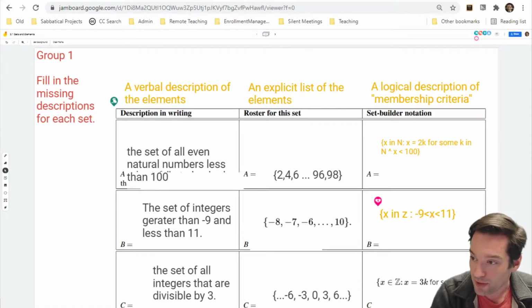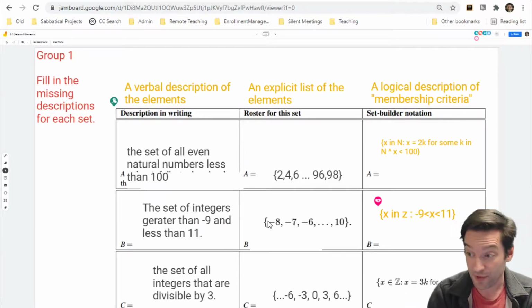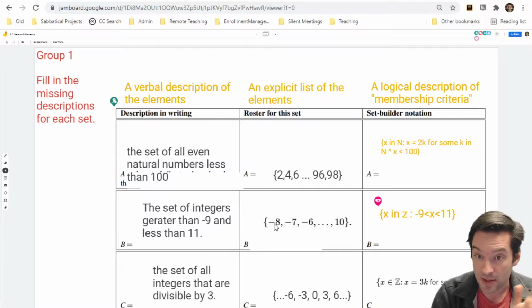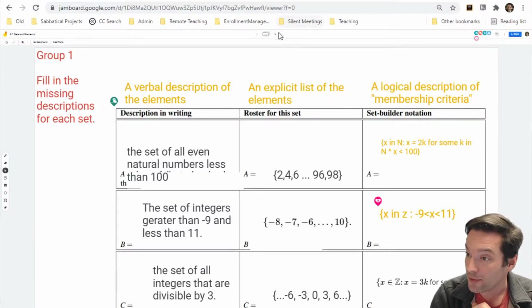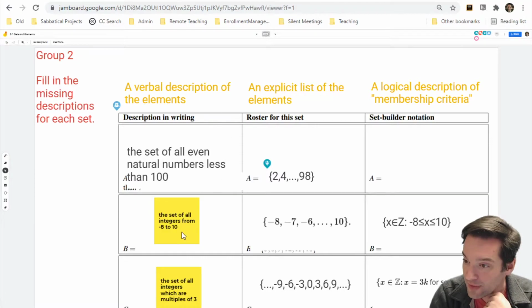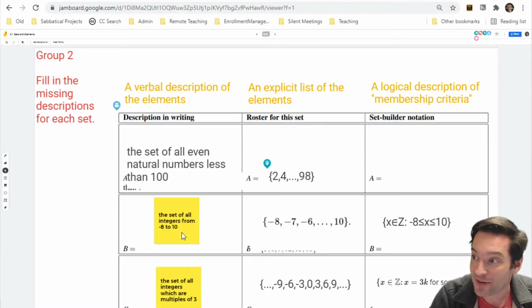So the one I want to quickly touch on is the middle row here, which is given to you as a roster. And as a roster, it consisted of the numbers -8, -7, -6, up to +10. One of your groups listed that in writing as the set of all integers that are greater than -9 and less than 11. But another group listed that as the set of all integers from -8 to 10. So let me quickly ask the question, is there any difference between the ways that you've described those two?